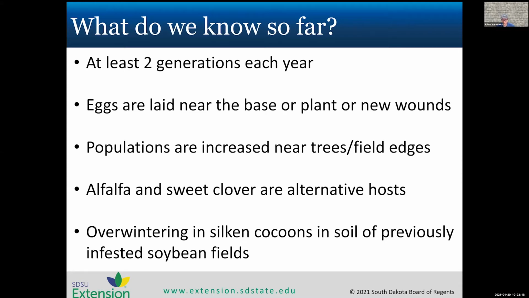However, so far, there have been 2 alternative hosts recognized. They're alfalfa and sweet clover. In both cases, soybean gall midge were found on them. They were actually identified using genetic markers to make sure that it wasn't just something that looks similar. The difference with soybean, though, is that alfalfa and sweet clover don't actually die from it, that we've noticed so far. And as I earlier talked about, they overwinter in the soil as silken cocoons.